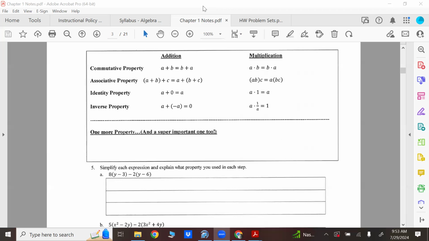One more property. I think I know what this is. I think it's distributive, because I see it in the examples below. Distributive means this: if you have 2 times (x plus y), that's just 2x plus 2y. That's all. You distribute, right? You give it to each number inside.